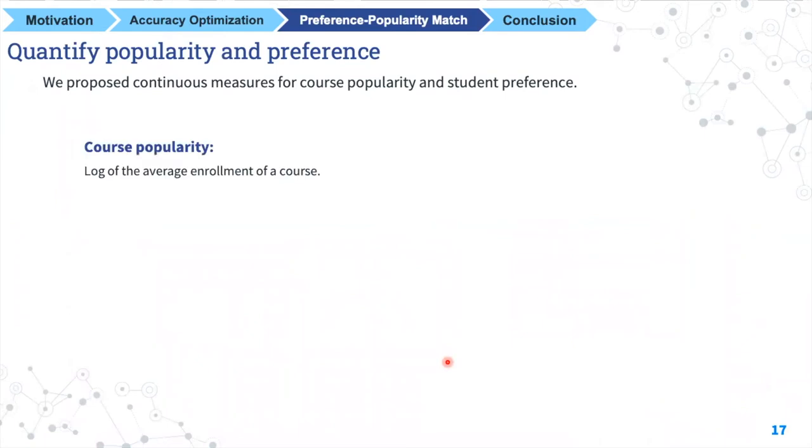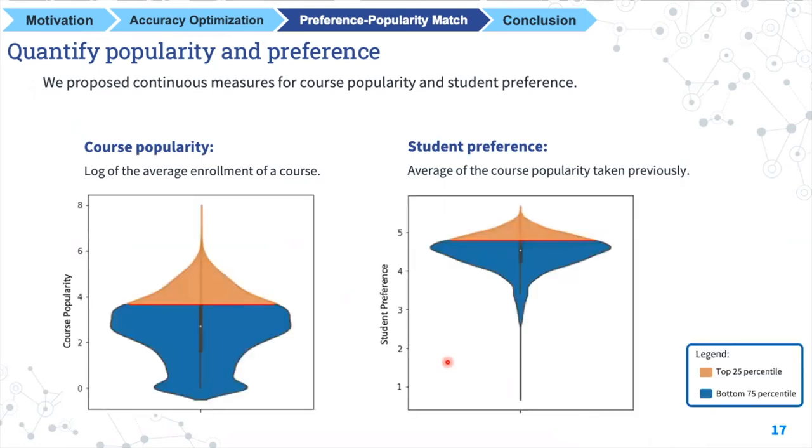So we define course popularity as a log of the average enrollment of a course, and student preference as the average of the course popularity taken previously. Here are the violin plots showing the distribution. We highlighted the top 25 percentile in orange, and we can see that a small group of courses form the most popular ones. And on the other hand, because students often take very popular core courses, with a small set of niche electives, most of them have a pretty high preference score.